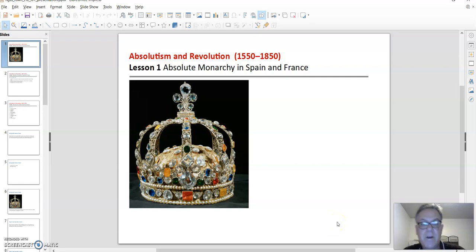All right, everybody, we're here with another lesson to support your learning. This is lesson 1 of Unit 3, or Topic 3, Absolutism and Revolution. And we're going to be looking at absolute monarchy. We're not going to focus on Spain. We're going to be focusing on France, okay?